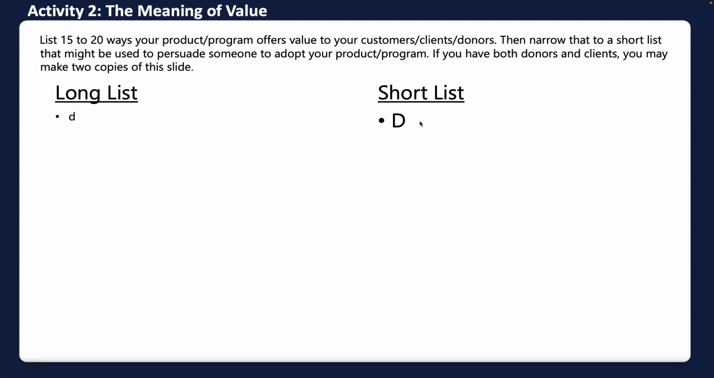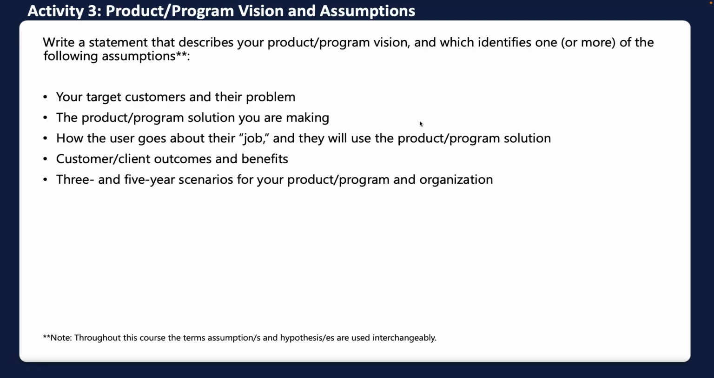or clients. One thing we recommend is, if you have different segments, you may want to make different copies of this slide, because otherwise it's going to get pretty muddled. In activity 3, we're going to start working with assumptions. This slide is all about writing a statement that describes it, what you see in the future for it, and which identifies one or more of these assumptions.